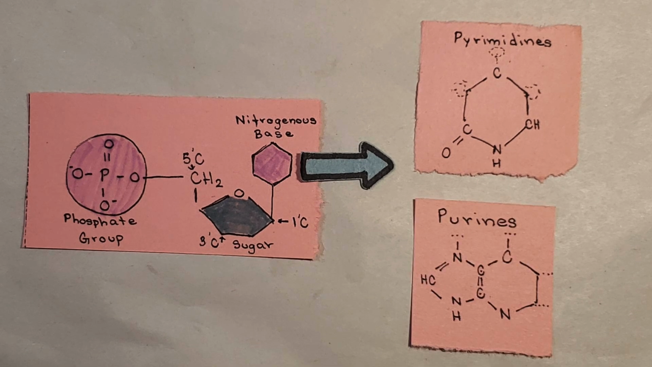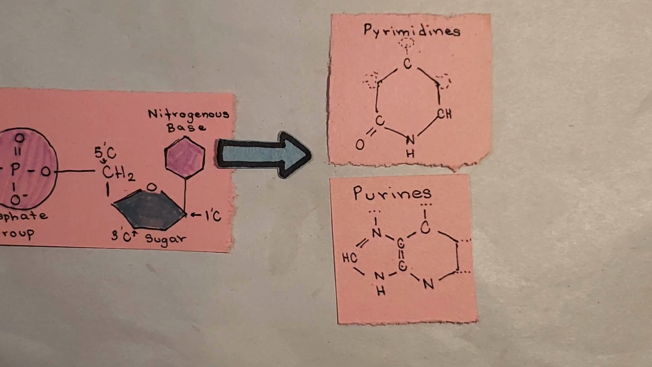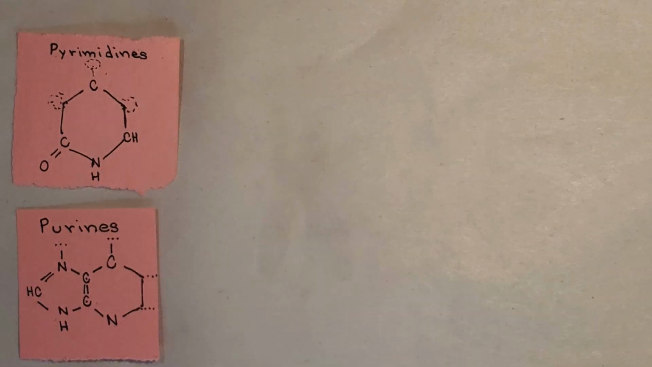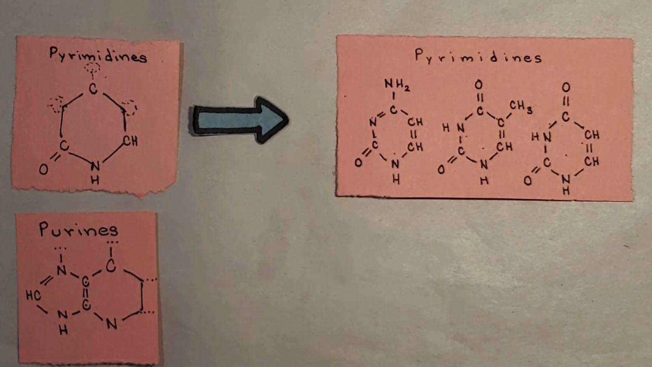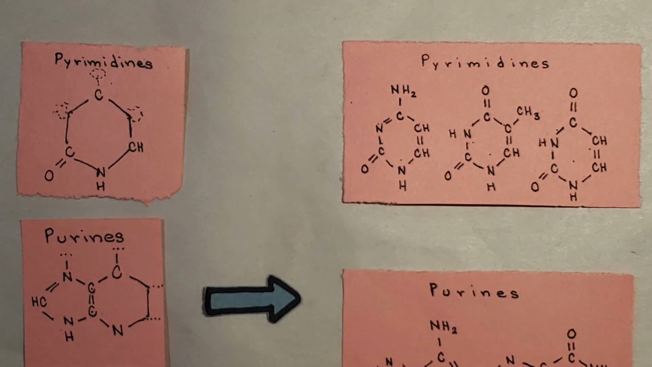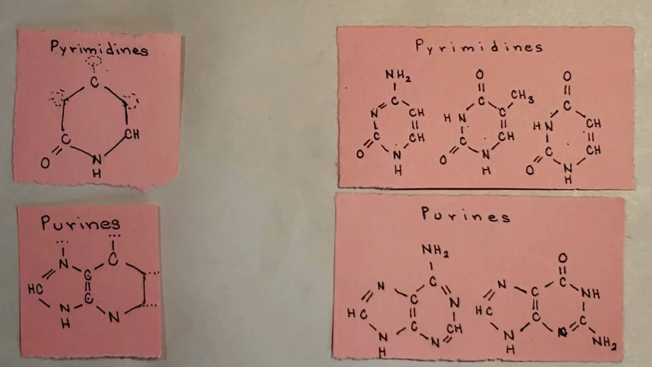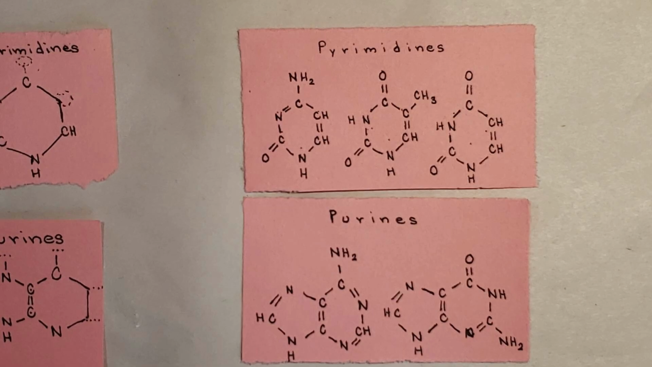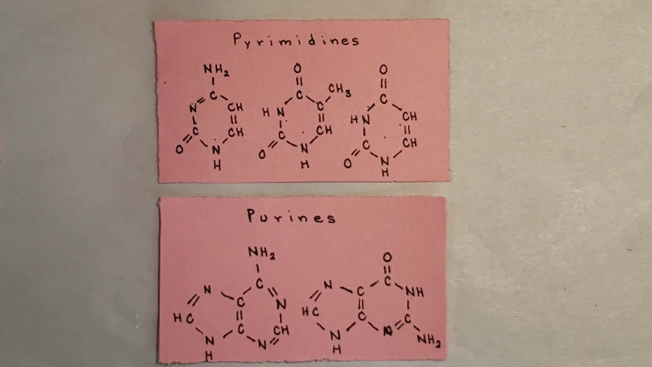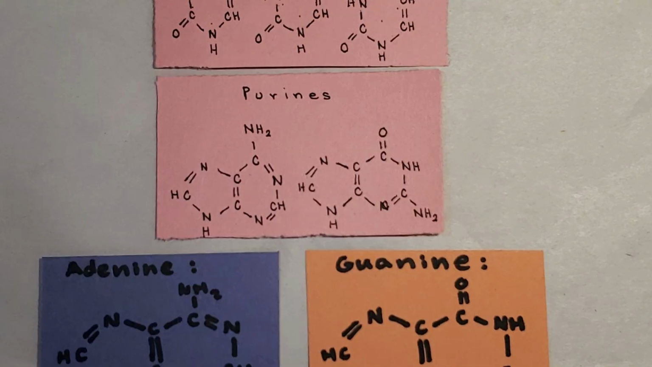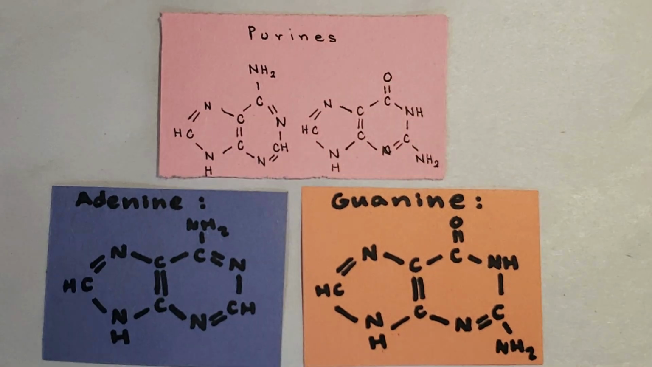Pyrimidines have 1 ring, and purines have 2. There are 3 different kinds of pyrimidines. From left to right, you have cytosine, thymine, and uracil. The purines shown here are adenine and guanine. They're all organic molecules consisting of carbon, nitrogen, hydrogen, and oxygen in different configurations.